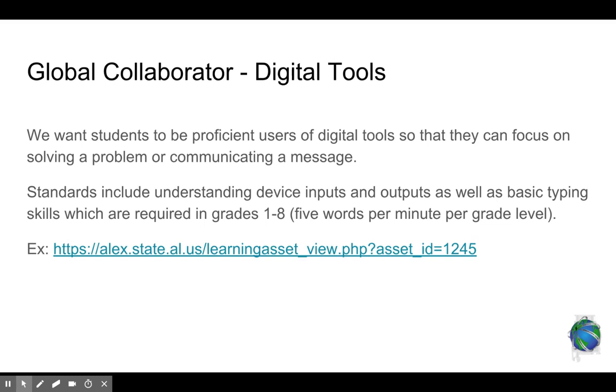So there is a typing requirement in the new courses of study beginning in first grade through eighth grade. There is no requirement for kindergarten. And the requirement is 5 words per minute per grade level. So in first grade, they should be able to type 5 words per minute. In third grade, 15. In sixth grade, 30, and so on.